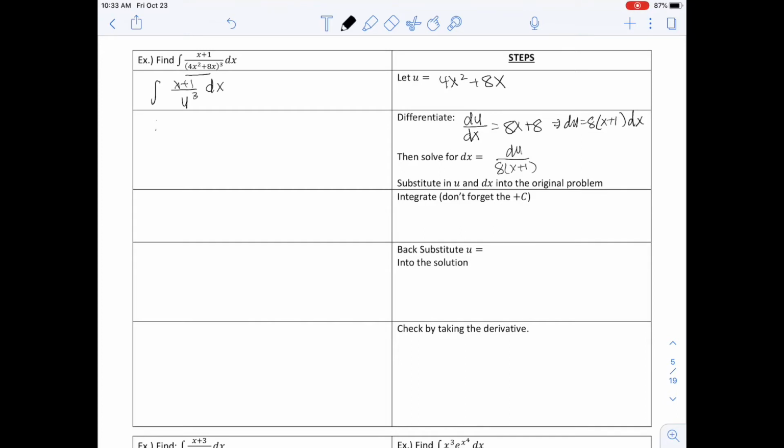So from here I'm going to have the integral of (x plus 1) over u cubed times, instead of dx, I'm going to substitute this part in, and it's du over 8 times (x plus 1). If you notice, our x plus 1s are going to reduce out, and we're left over with the integral of 1 over 8u cubed du.